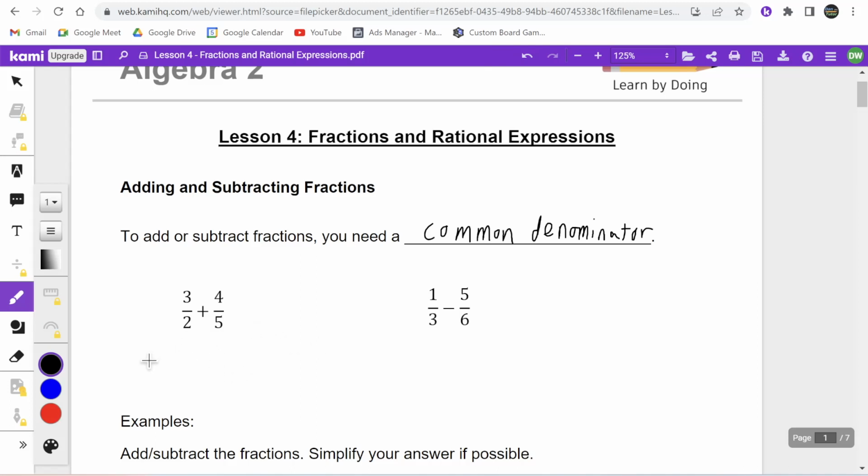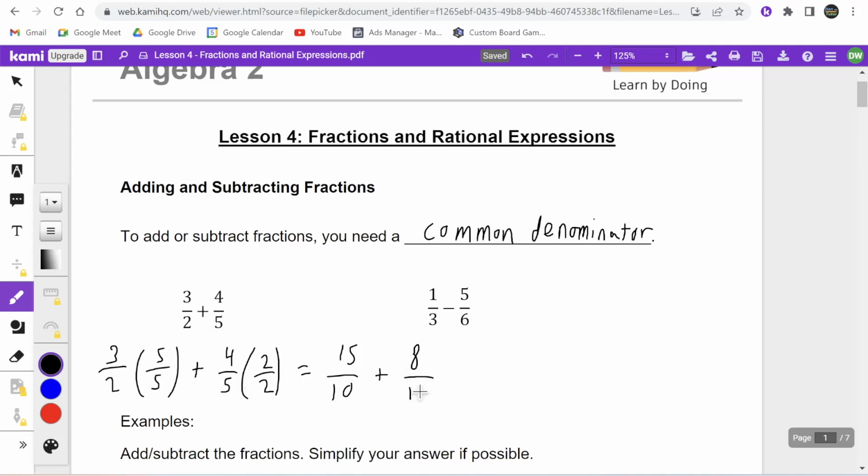If I want to add these together, then I have to multiply 3 halves by 5 over 5 in order to get the common denominator. And then for 4 fifths, I'm going to have to multiply 4 fifths by 2 over 2. Now let's see what happens when I do that. Because 3 times 5 is 15, 2 times 5 is 10, so we have 15 over 10, plus 4 times 2 is 8, divided by 5 times 2 is 10. You get these two fractions now. And now you see that it's the same denominator, so I can actually add them. 15 plus 8 is 23 over 10.